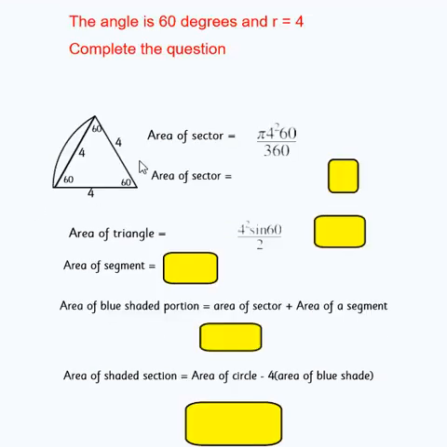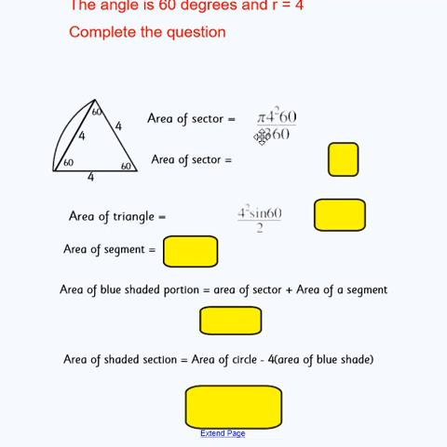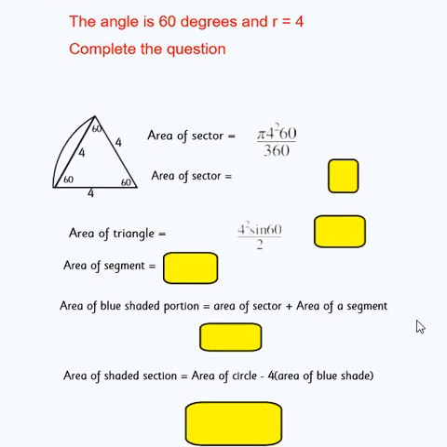Now there's the solution to the question. You see, you need to know the area of a sector, the area of a triangle, put it in there, the area of a segment, and the area of the blue shaded portion is the area of a sector plus an area of one segment, so on, and the answer down there. This is quite a difficult question. It's one I would only tackle if I was really confident. But there we are, that's the way to do it.